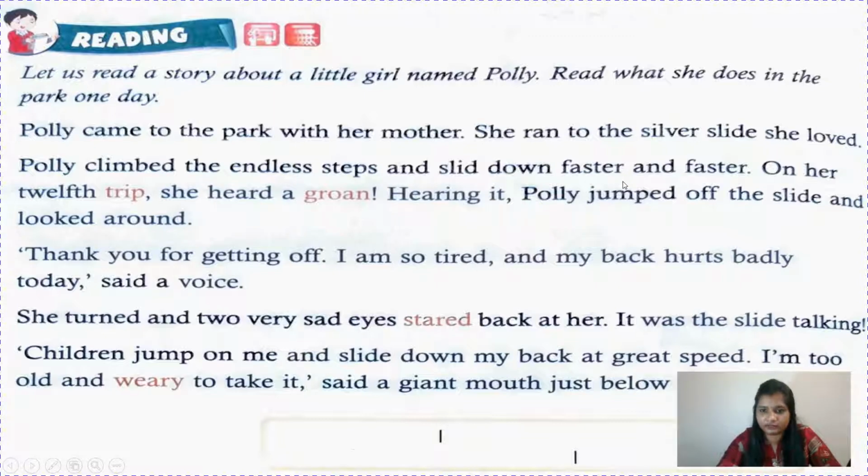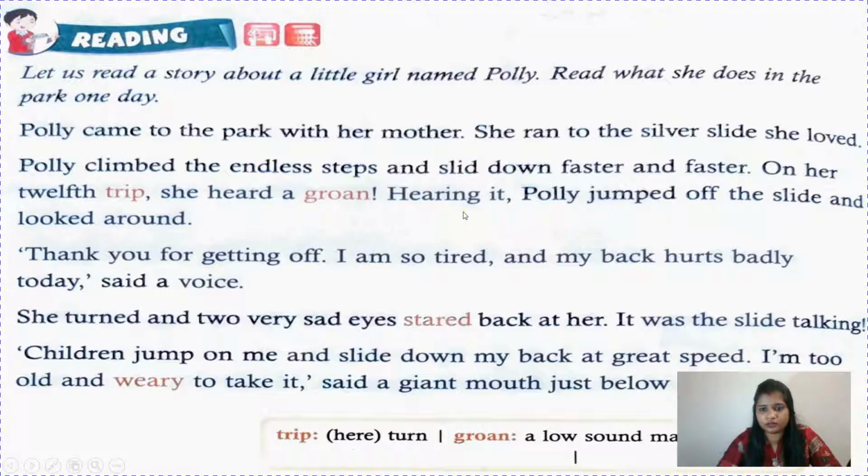She was so active, children. On her 12th trip, trip means you can say round, her round or her turn. So on her 12th round, or you can say 12th turn, she heard a groan, means a painful voice, children. A low sound made in pain. When you get hurt or when you're very, very tired, okay, you cut your finger, then what happened? You groan, a painful sound comes out of your, or voice comes out.